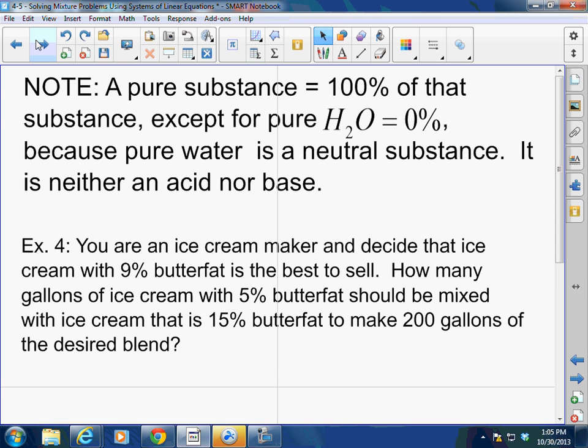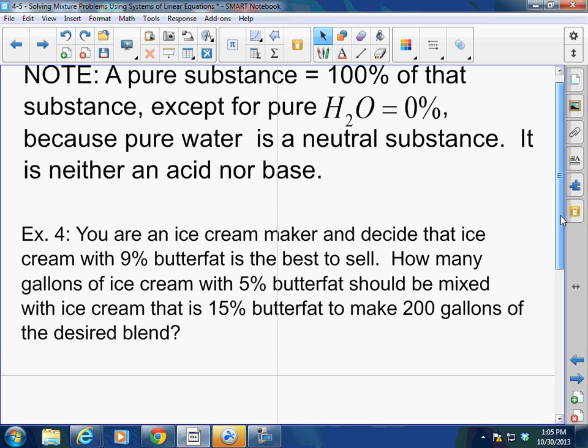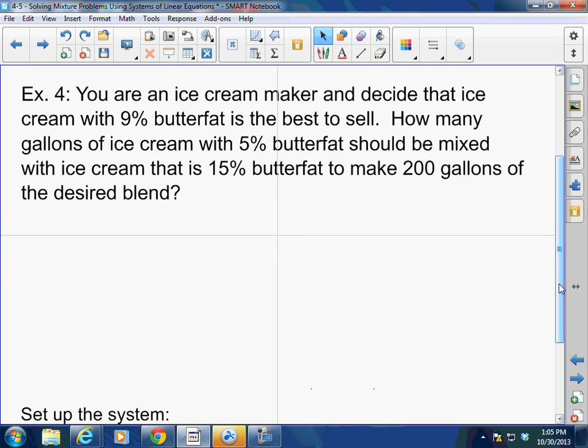Okay. You're an ice cream maker and decide that ice cream with 9% butterfat is the best to sell. How many gallons of ice cream with 5% butterfat should be mixed with ice cream that is 15% butterfat to make 200 gallons of the desired blend? Okay, guys, would this be easy for you to set up in a direct translation? Be honest. Not really, right? You got a lot of percentages there, and you only got one total there. That makes it a little bit more difficult, doesn't it?